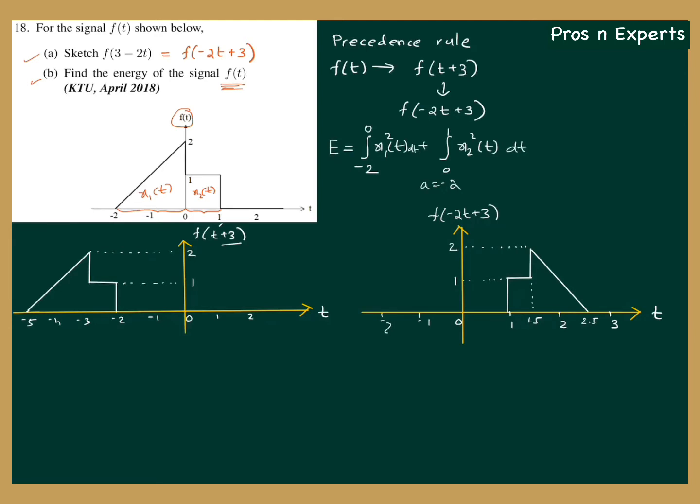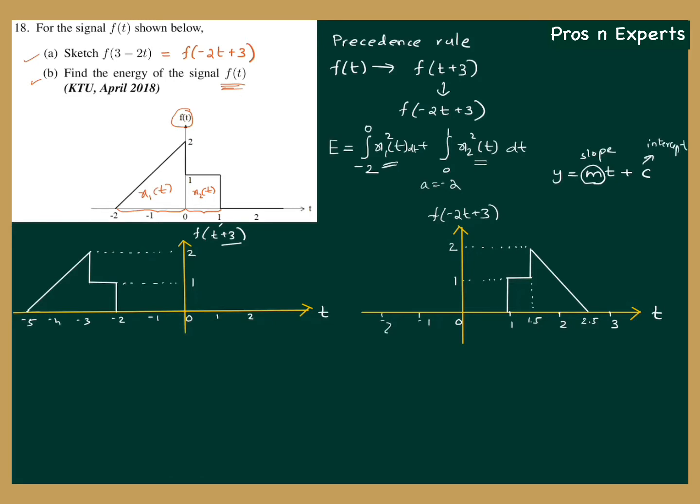Okay, now the only hurdle left is to find an expression for x1 of t and x2 of t. There is no need to find any expression for x2 of t because it is a constant value 1. So we have to find the expression for x1 of t. Clearly x1 of t is a ramp function, or it is a straight line, right? Do you know the expression for a straight line? Any straight line is given by y is equal to mt plus c, where m is the slope and c is the intercept.